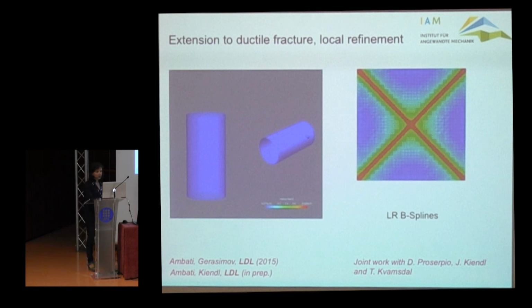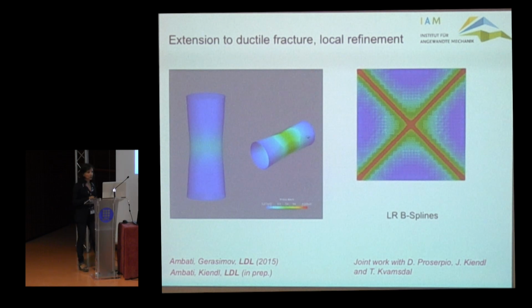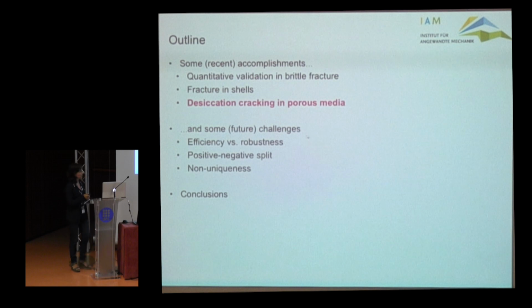We are in the process of extending this formulation to ductile fracture. As I mentioned, we have been working on ductile fracture some time ago, but we are still in the process of improving the model and extending it. And also we are working on locally refinable B-splines to achieve local refinement, which, as you can imagine, can be very important for efficiency purposes.